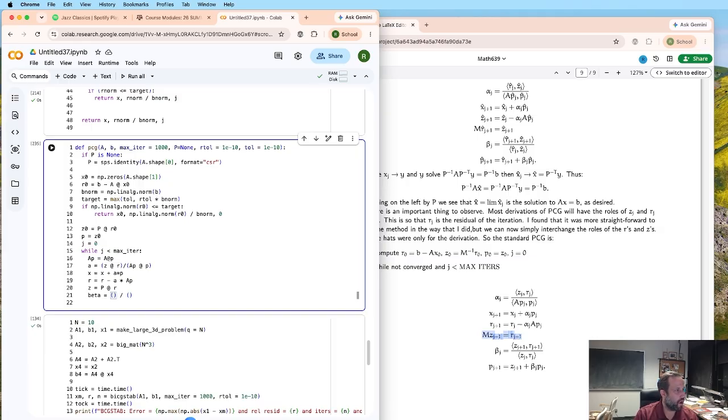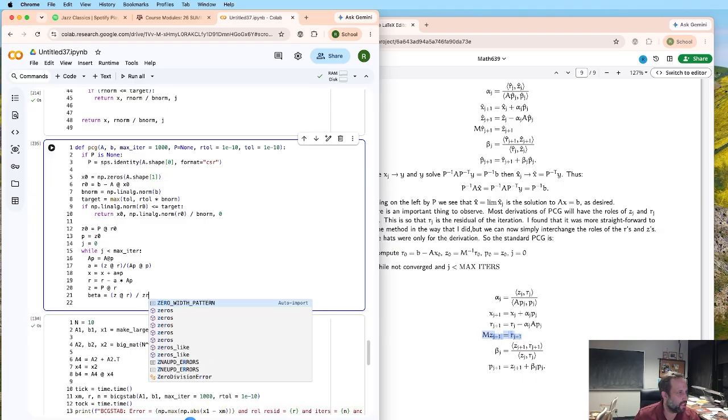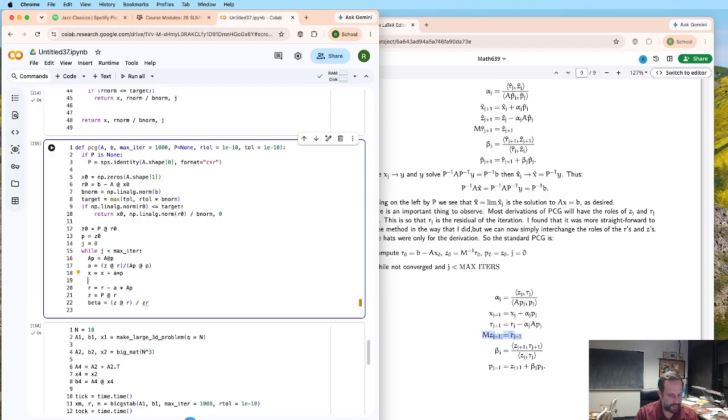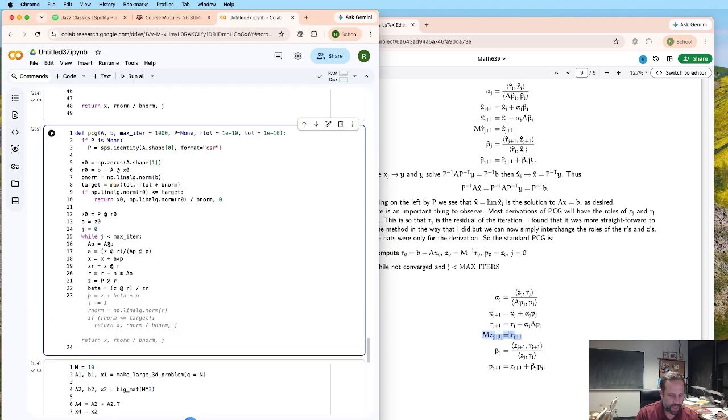okay, so I'm going to have to save R for a second. So hold on, Z, the new Z and the new R divided by, you know what, I'm going to call this ZR, because it's the old Z and the old R. So I'm going to say ZR is equal to ZR. Okay, then I'm going to update Z and R, so I'm going to divide by ZR here. And then the new P is going to be equal to Z plus beta times P.